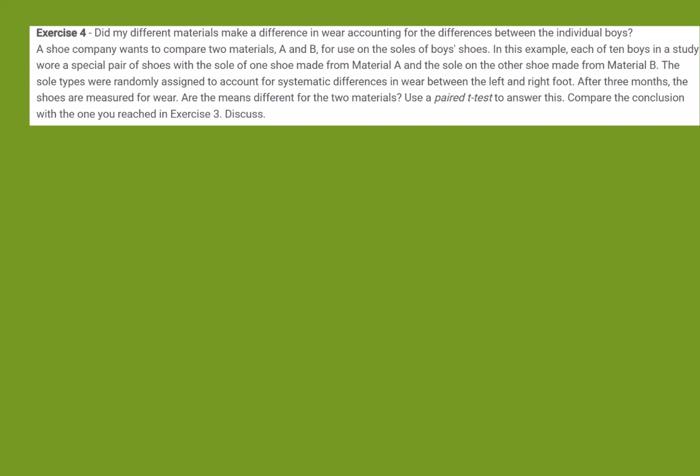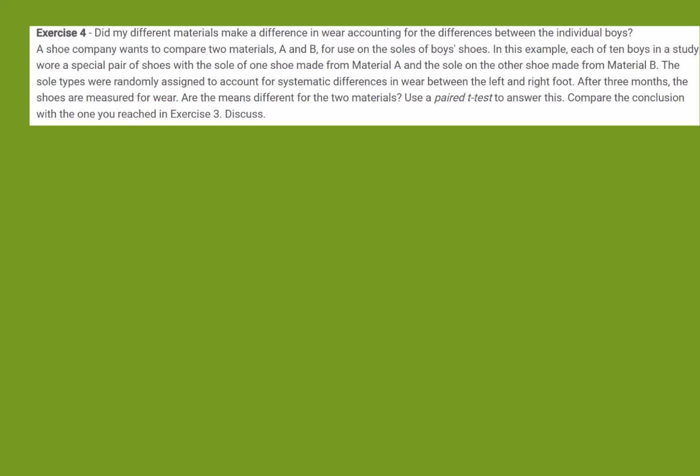In exercise 3, we analyzed shoe sole materials, two different kinds, and we did not account for the differences between boys. But the data, it turns out, was collected so that each row represented one boy wearing one pair of shoes with both materials used.